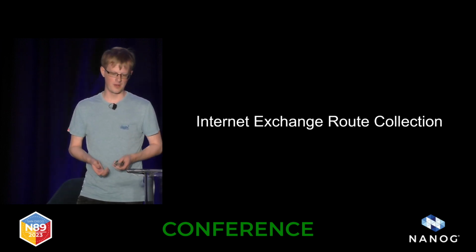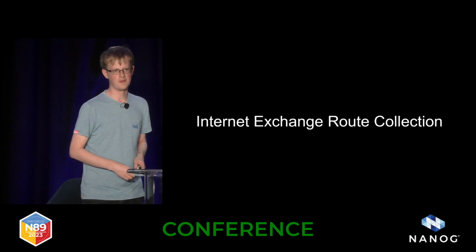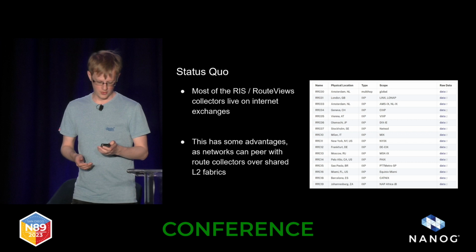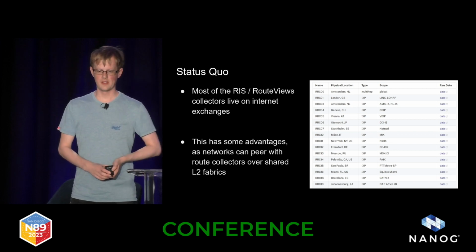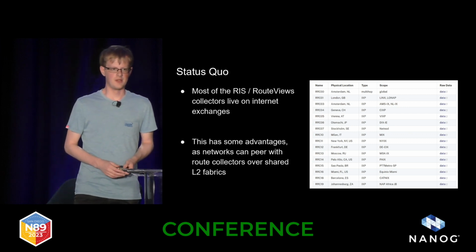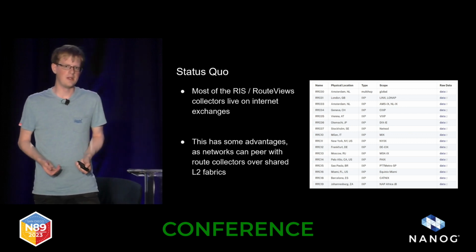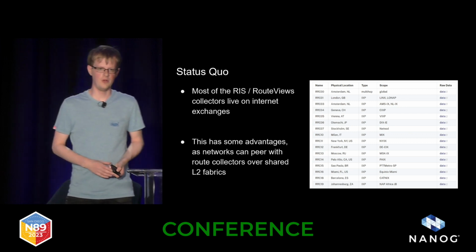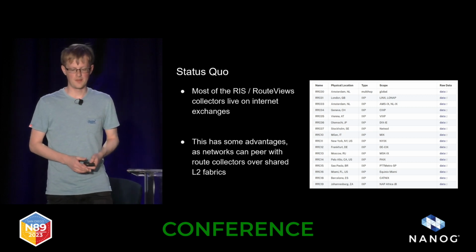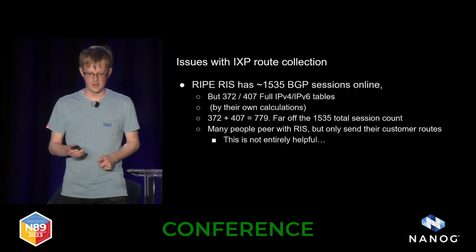This is hard for a lot of larger networks, as there are ACLs preventing them from communicating to hosts over the internet. And so we need to join internet exchanges. The status quo for RIS and RouteViews, as I mentioned, is they mostly live on internet exchanges. This has advantages because you're already establishing BGP sessions over internet exchanges, and therefore router ACLs and people's automations are much better at handling starting up these sessions. There can be some disadvantages, though.